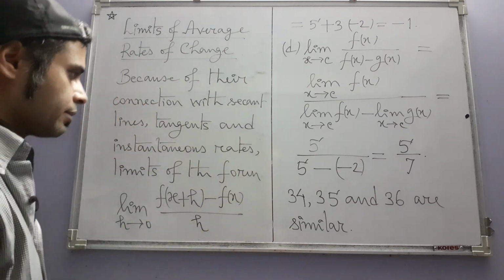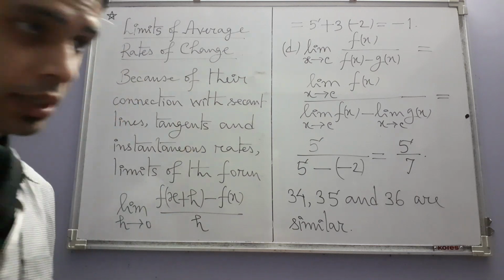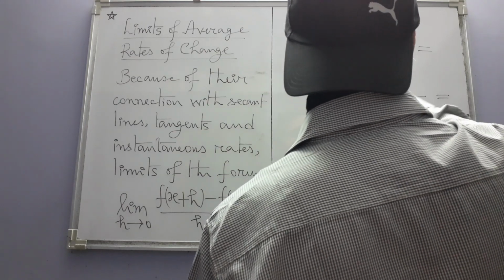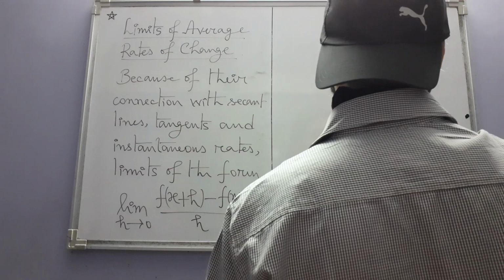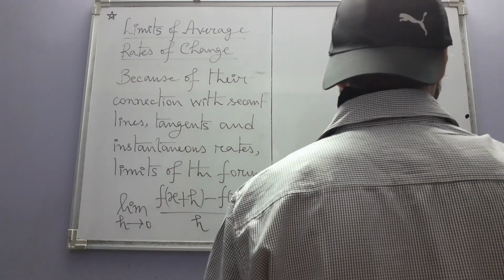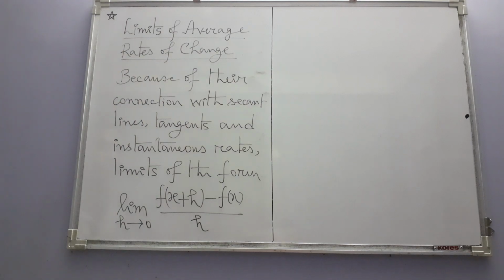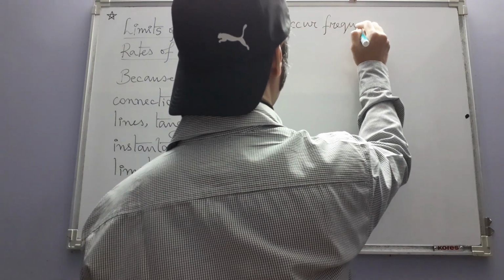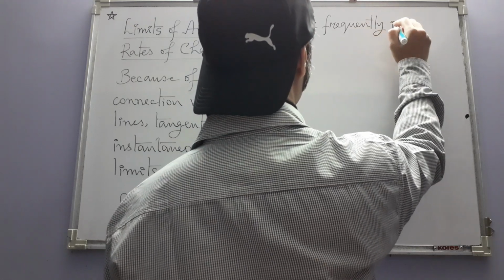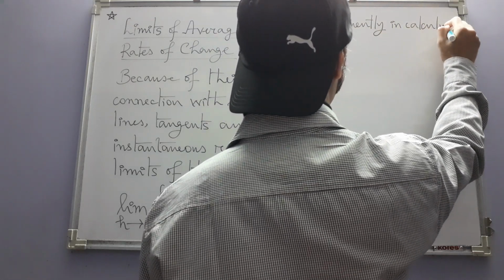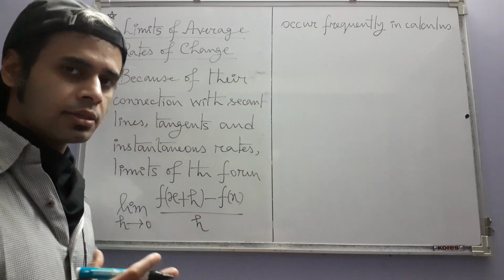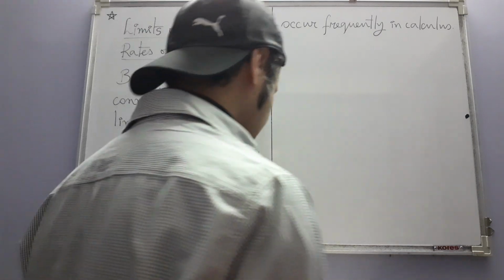are very important, and they occur in calculus frequently. And in fact, this is how we will eventually define derivative of a function. Occur frequently in calculus, yes. And which is why it would be nice that we now calculate some such limits. Okay, limits of average rates of change.